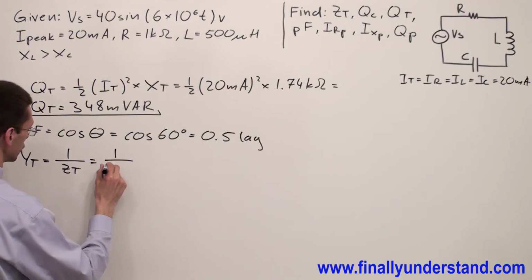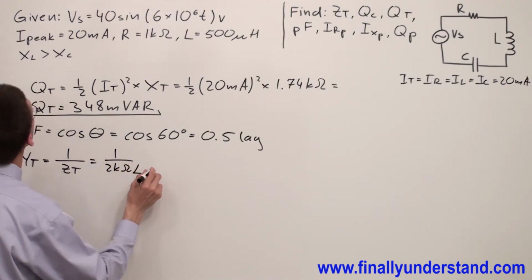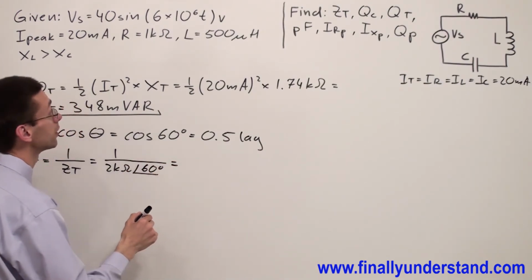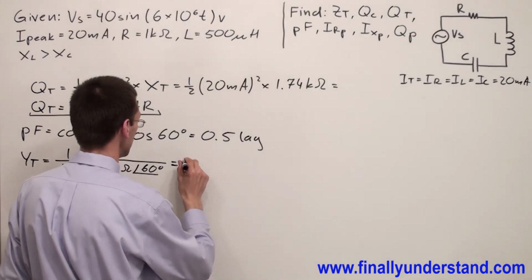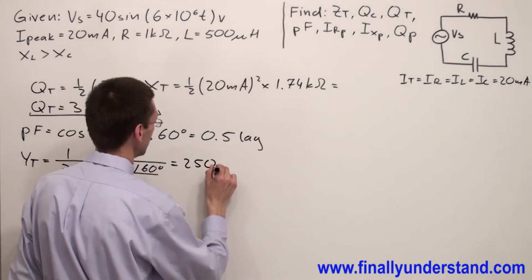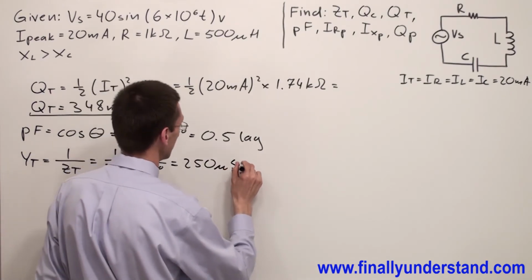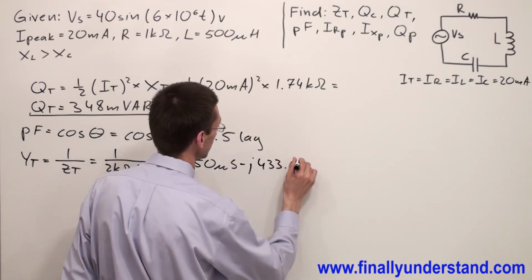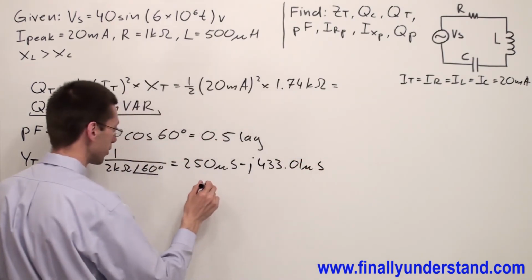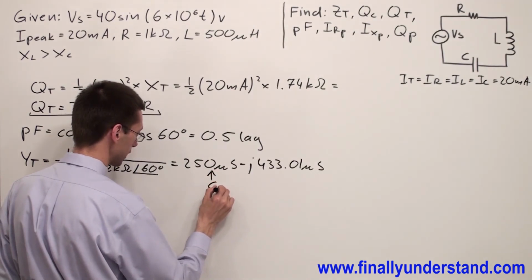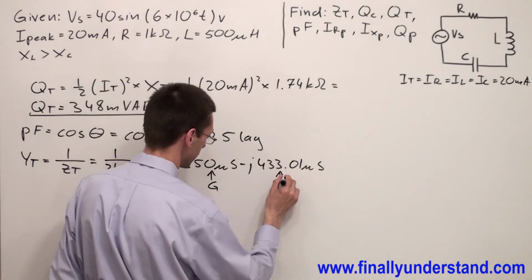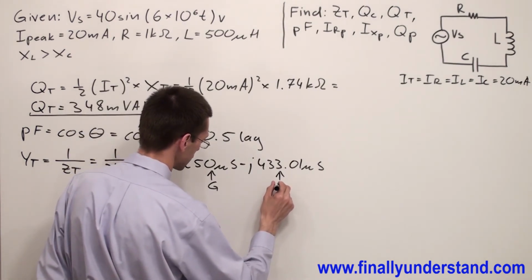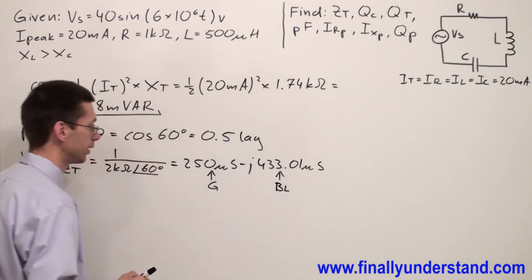So I have Z total, 2 kilo ohms at an angle of 60 degrees. This is equal to 250 microsiemens minus j 433.01 microsiemens, where the real part is my conductance and the imaginary part is my inductive susceptance. So this is my BL.